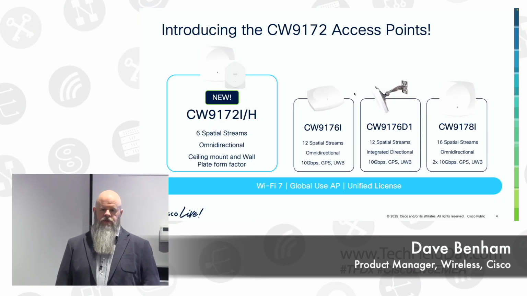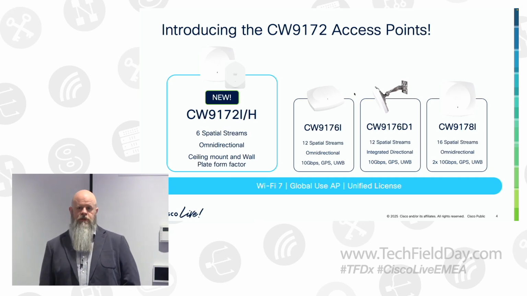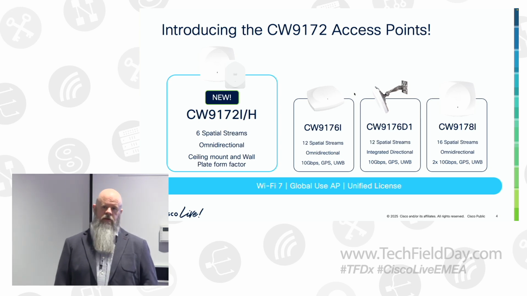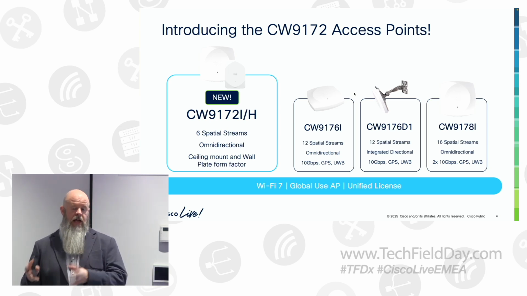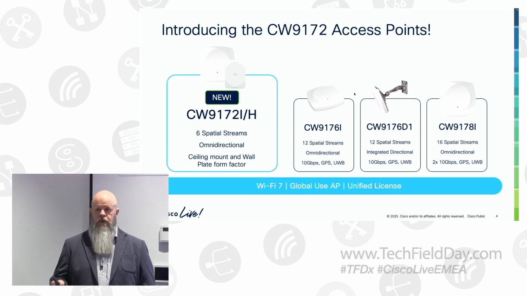At the show, we announced a new pair of access points. So these are our entry-level access points, the CW9172 I and H, and that is the internal Omni and the hospitality or wall plate version. These are direct replacements for the 9162, that level of access point.